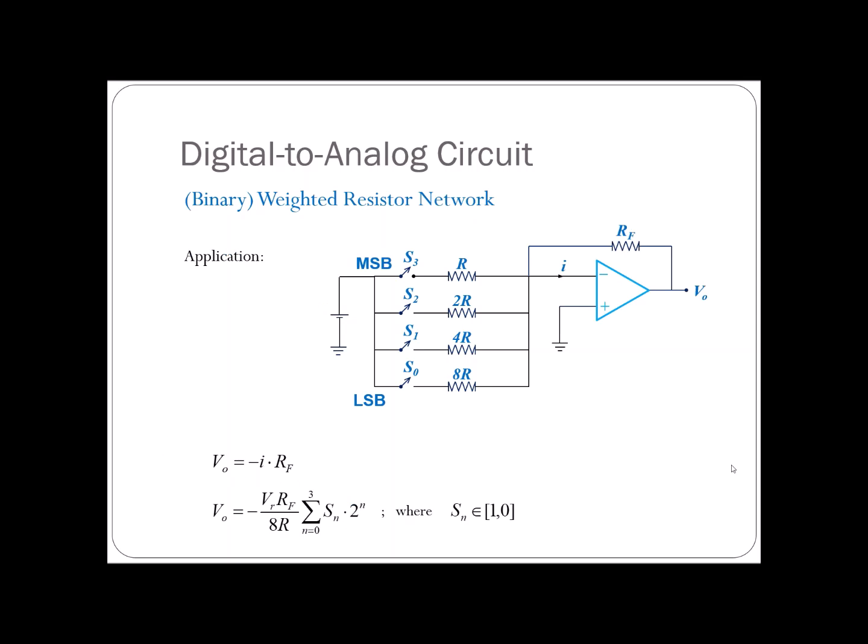So once we have this weighted resistor network, normally, again, this is the story that we have discussed before, the output from your digital sensor might be too weak. So normally the output of this D2A circuit will be connected to an amplifier to amplify the voltage output there.